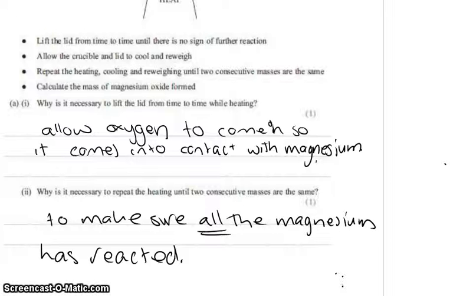Second question is, why is it necessary to repeat heating until 2 consecutive masses are the same? The answer to that is to make sure all the magnesium has reacted. So when all the magnesium has reacted, no matter how much you heat, no more magnesium will react with oxygen because all the magnesium will be gone, and you'll have the same mass of magnesium oxide in 2 consecutive results.